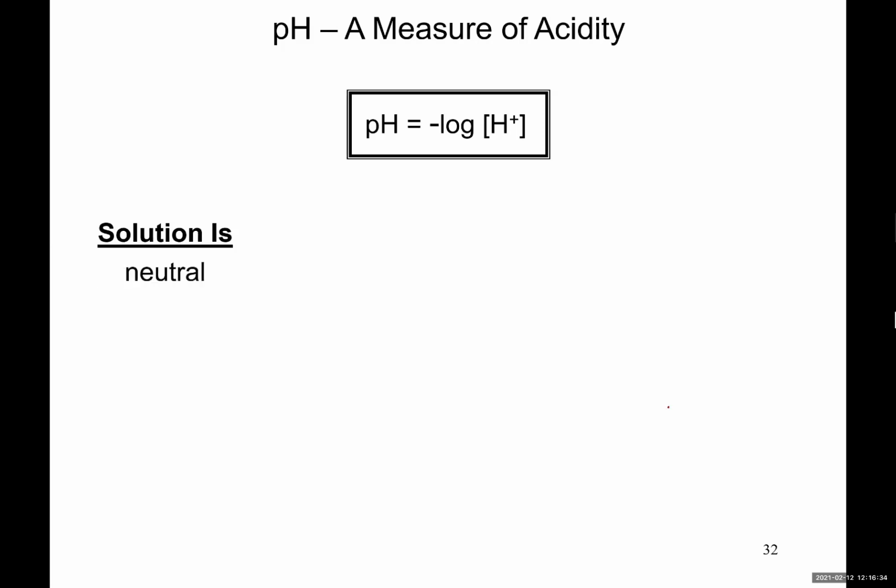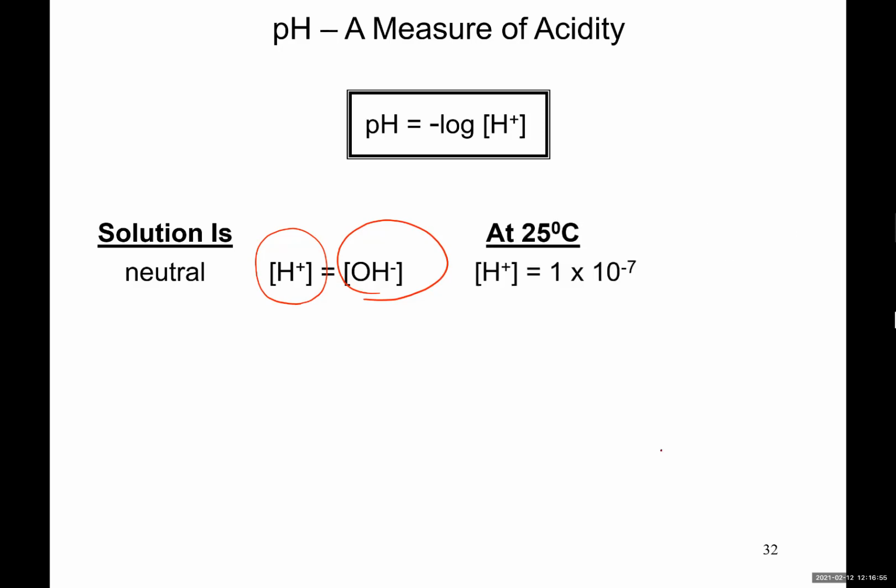So by definition, we define a neutral solution, which is freshly distilled water. In freshly distilled water, the concentration of hydrogen ion and hydroxide ion are equal, and the pH of this solution at 25 degrees Celsius, which we call room temperature, we define that to be room temperature. The pH is 7. So that's our definition for a neutral solution. It's a solution which has a pH of 7.